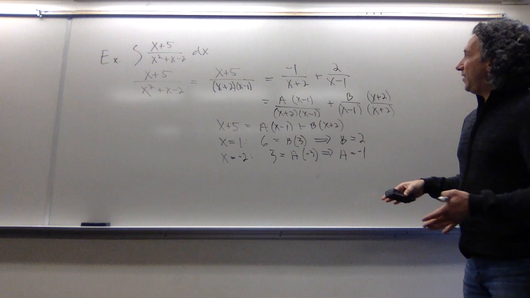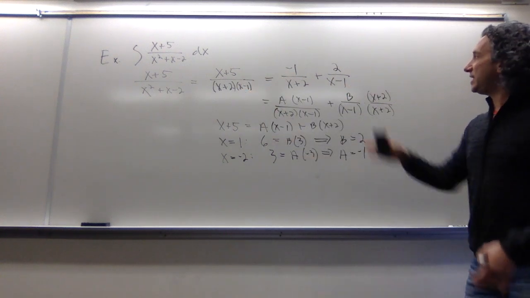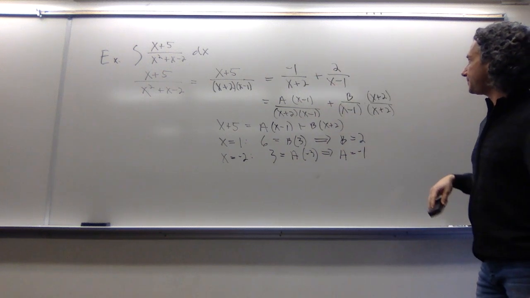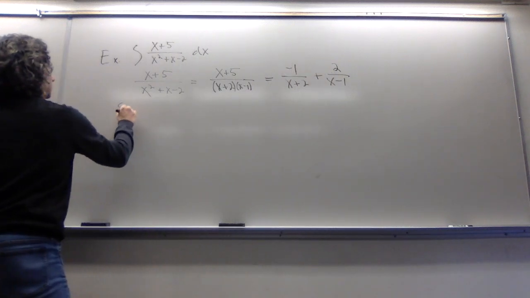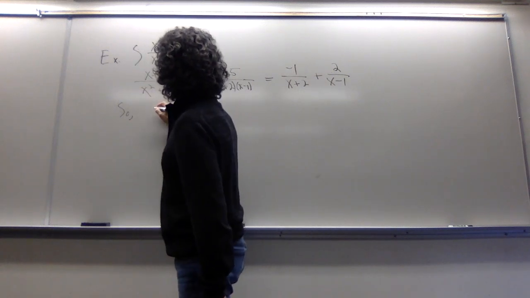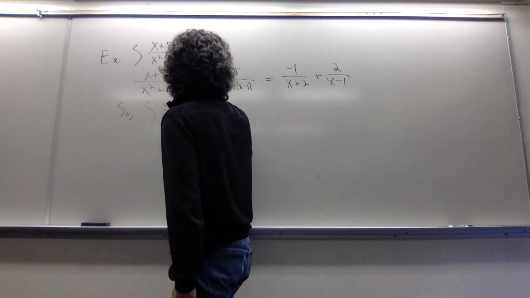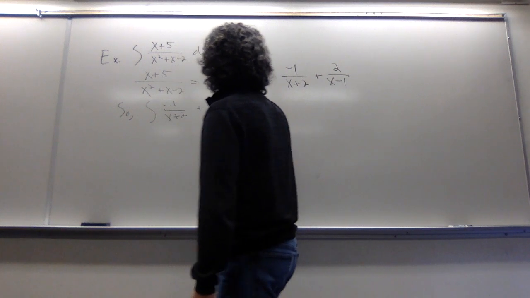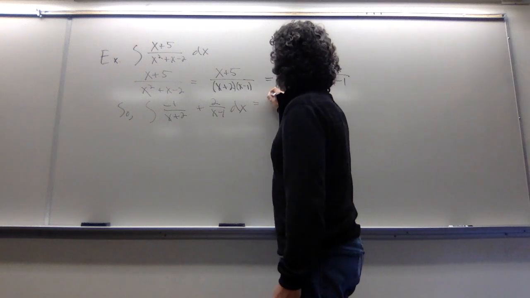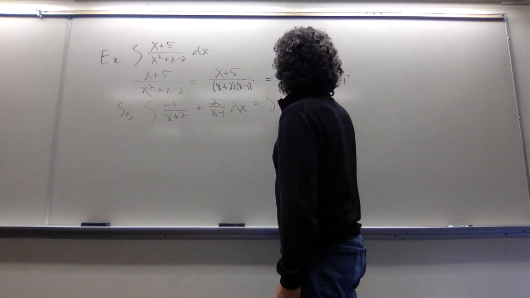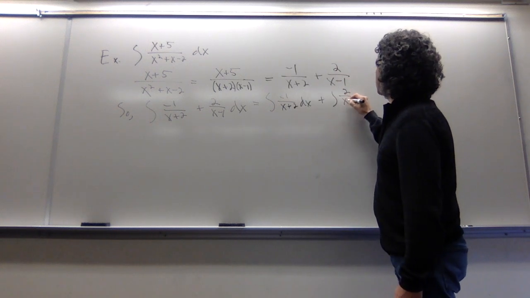So I've now come up with a sum of two rational expressions that equals the original rational expression, and this is something I know how to integrate. So let's take a look at how that would work. This is just the same thing as the integral of minus 1 over x plus 2 over x minus 1 dx. And I can just do this term by term. We have the integral of minus 1 over x plus 2 dx plus the integral of 2 over x minus 1 dx.